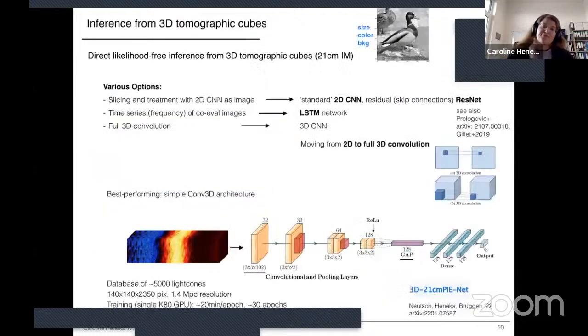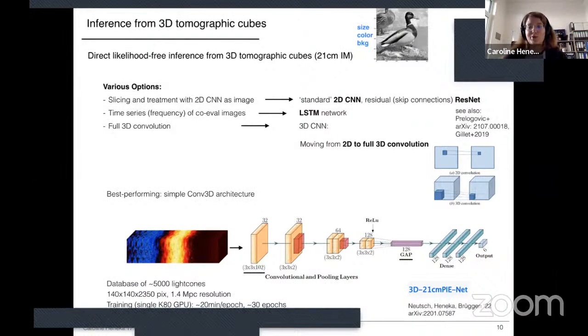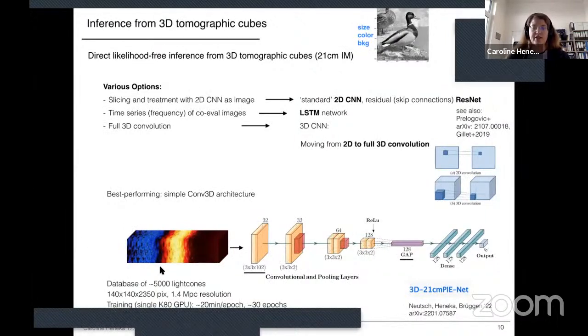We now try to employ this for the 21 centimeter intensity mapping light cones or tomographic cubes that we're expecting and already starting to create nowadays. Here is such a light cone for the epoch of reionization. In blue, we have the reionization epoch, and in yellow and red, we have the heating epoch before that. To tackle such a light cone, one can think of it in different ways: as a series of 2D images, as a full time series, or as a full 3D object.